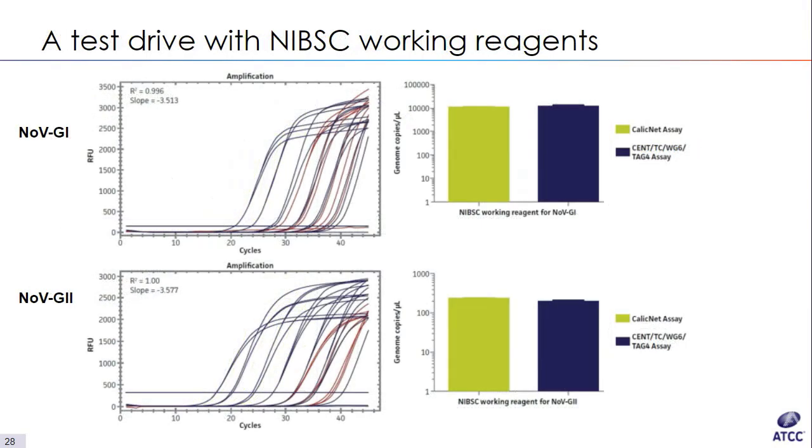Last, we used the respective standard curves to quantify the working reagents for norovirus genogroups 1 and 2 from the National Institute for Biological Standards and Control. Here, sample amplification plots are shown with the standard curves in blue and the NIBSC working reagents in red. The working reagents were assayed in triplicate using each assay at undiluted, 1 to 10, and 1 to 100 dilutions. Our results showed that there were 2.3 times 10 to the third genome copies per microliter in the norovirus 1 reagent, and 2.4 times 10 to the 2 genome copies per microliter in the norovirus 2 reagent.